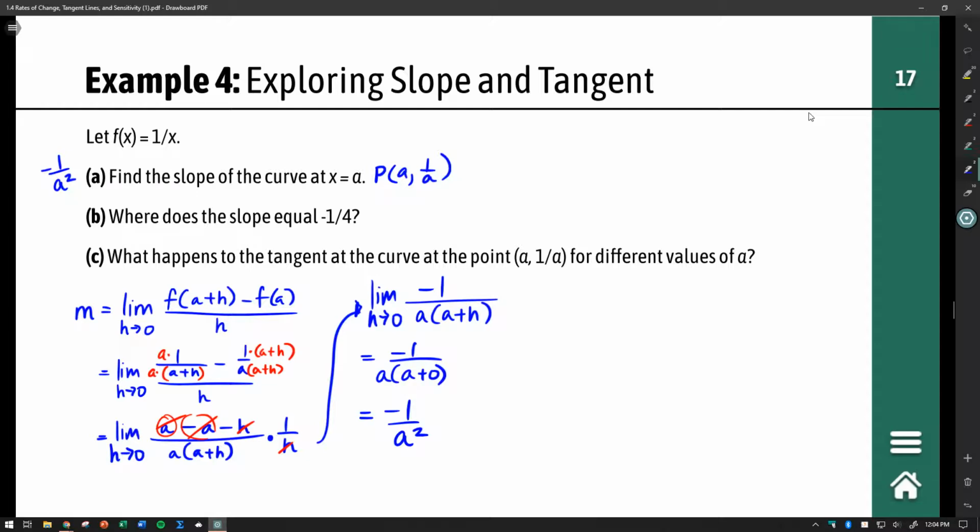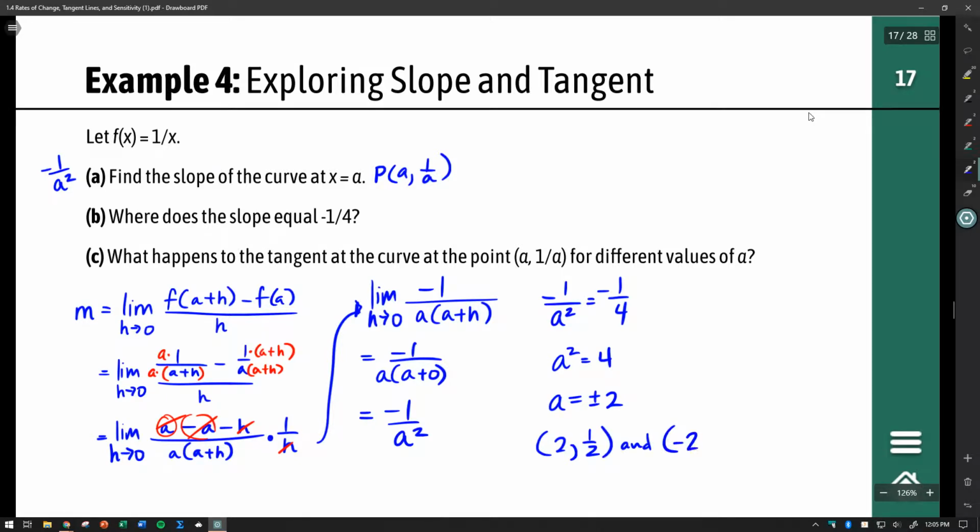So part B, where does this slope equal negative 1/4? Well, it's going to equal negative 1/4 when negative 1 over a squared is equal to negative 1/4. And looking at this, it appears as though if a squared is equal to 4, then we've got it. So it's going to work when a squared is equal to 4, and that means that a is plus or minus 2. So let's think about the original function again. This is going to occur at the point 2 comma 1 over 2, and it's also going to occur at the point negative 2 comma negative 1 over 2.